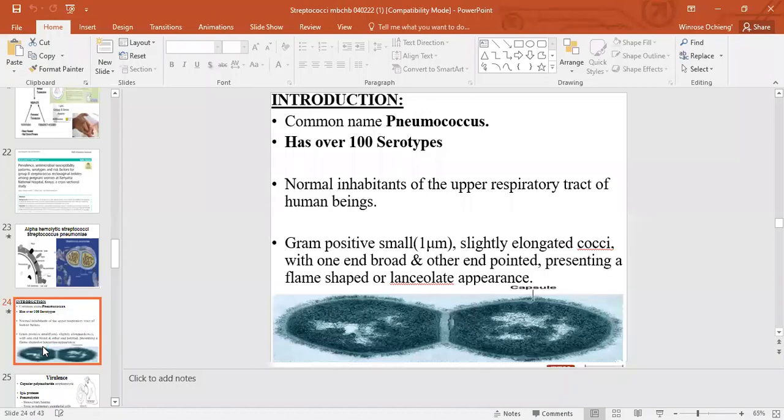They are gram-positive, and when we gram-stain Streptococcus pneumoniae, they show us a very good picture: gram-positive diplococci, and they form short chains, and we say that they form a lanceolate appearance. If we compare the Streptococcus pneumoniae gram stain, the way they arrange themselves, with the other streptococci, it's diplococci and short chains.